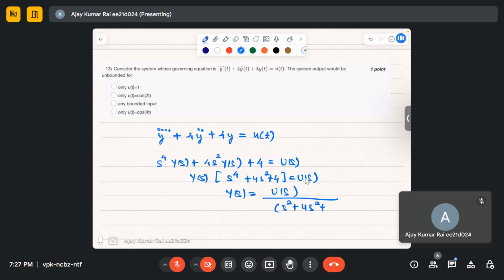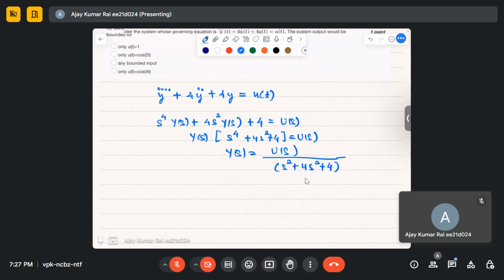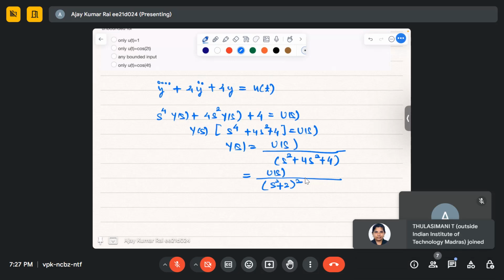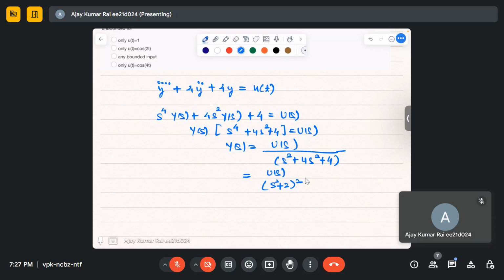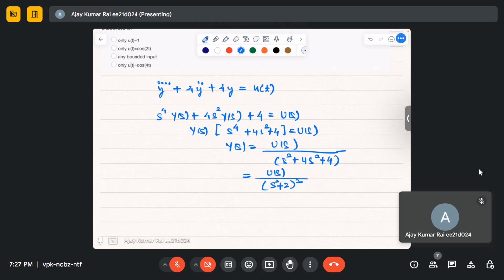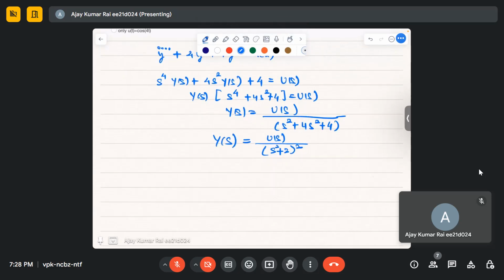Can you factorize the denominator? What will be the factor here? I'll write this will be (s^2 + 2) whole squared. I hope this is correct. Okay, we're getting Y(s), and you see here what we are getting: roots.